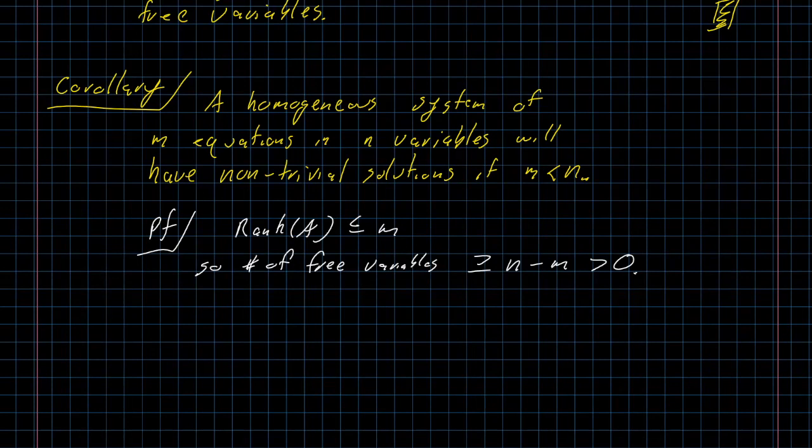The proof is just 2 lines. The rank of A is less than or equal to m. So the number of free variables is greater than or equal to n minus m, which is greater than 0. You may have to stop and think about each of those statements before they make sense to you.